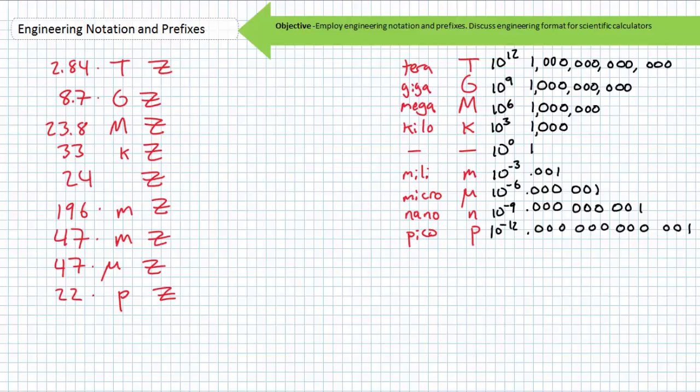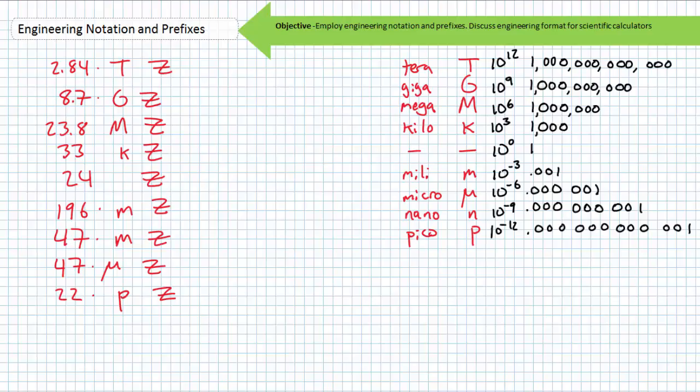The next level up, 10 to the third, is replaced with a kilo, symbolized with a lowercase k. The next level up, 10 to the 6, is replaced with a mega, symbolized with a capital M. The next level up, 10 to the 9th, is replaced with a giga, symbolized with a capital G. The next level up, 10 to the 12th, is replaced with a tera, symbolized with a capital T. On the other side of the decimal point, 10 to the negative third is replaced with a milli, symbolized with a lowercase m.